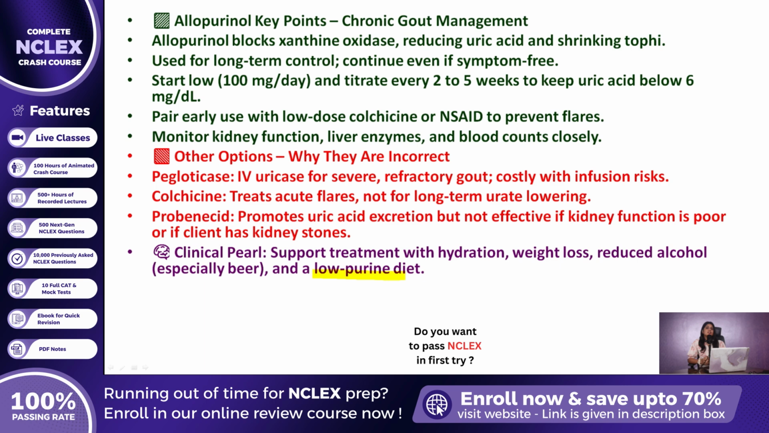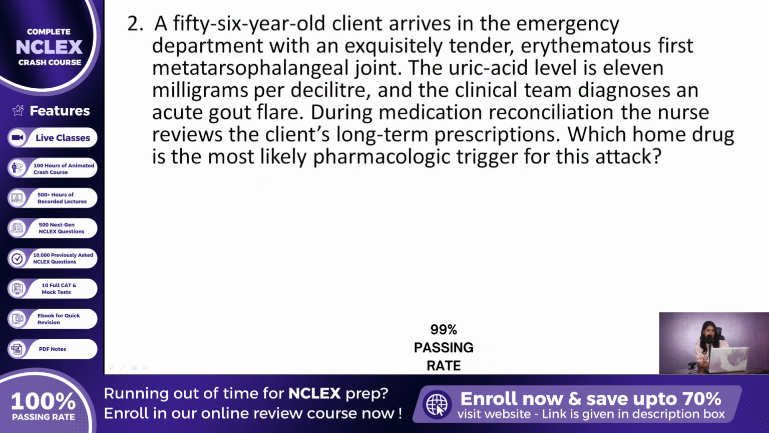Ready for another clinical curveball that could show up on the NCLEX? Here comes question 2. A 56-year-old client arrives in the emergency department with an exquisitely tender erythematous first metatarsophalangeal joint. The uric acid level is 11 milligrams per deciliter, and the clinical team diagnoses an acute gout flare. During medication reconciliation, the nurse reviews the client's long-term prescriptions. Which home drug is the most likely pharmacologic trigger for this attack?